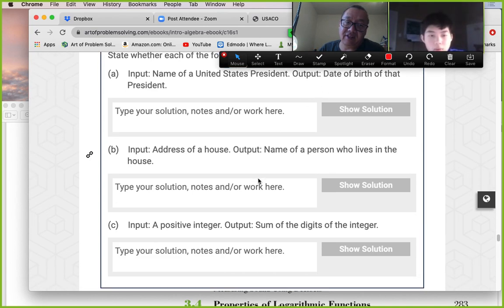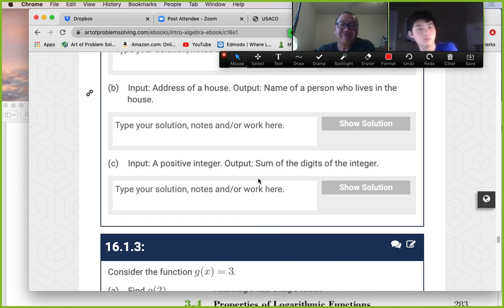Okay. Now let's see B. Input, address of a house. Output, name of a person who lives in the house. Is this one a function? I don't think so. Why? Because there could be two people in the same house.